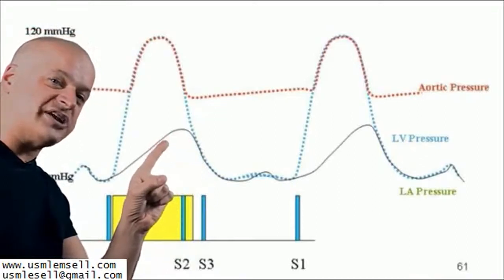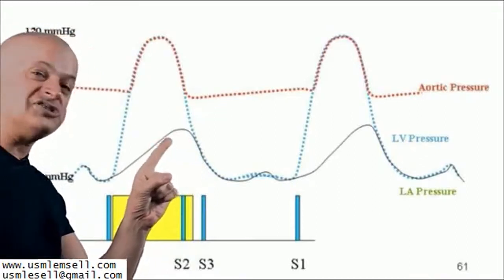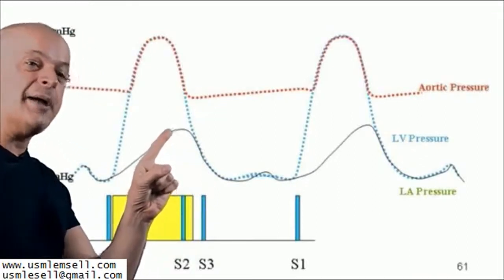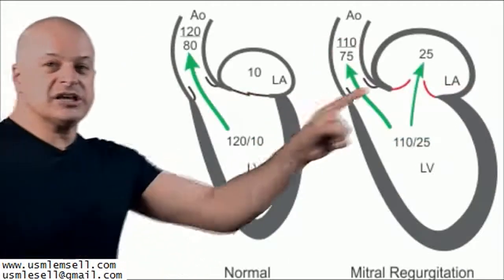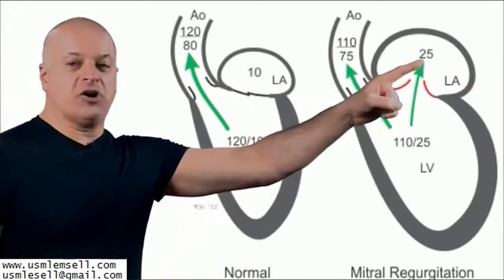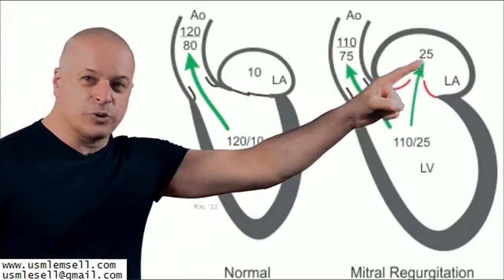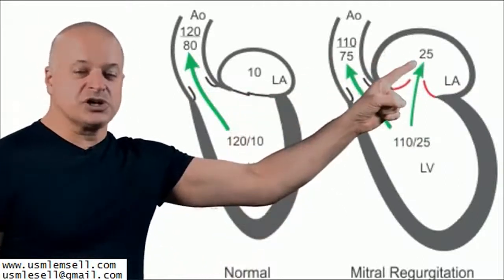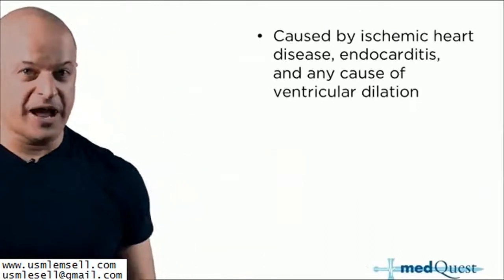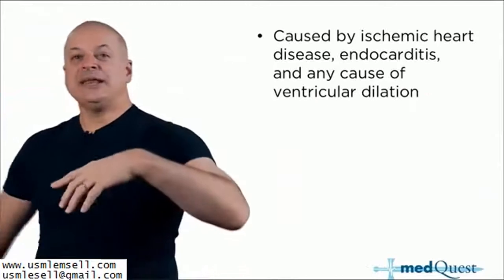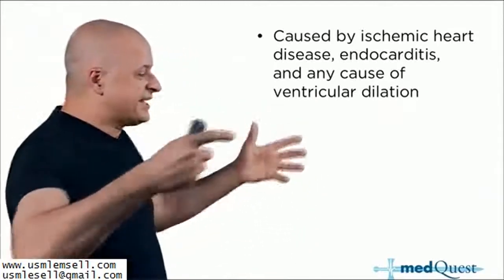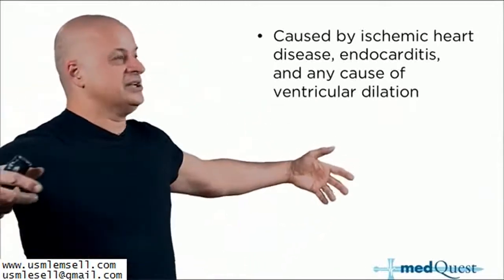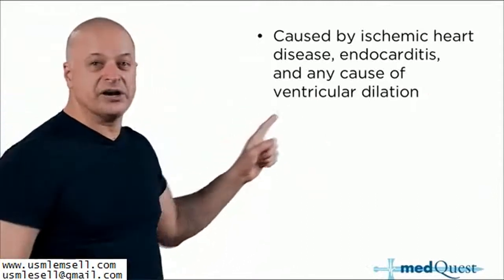It's extra left atrial pressure because it's regurgitating backwards. Extra left atrial pressure, dilated cardiomyopathy, AFib. So anything that causes you to kill off the heart, it gets wider. Ischemia kills off the heart, gets wider.